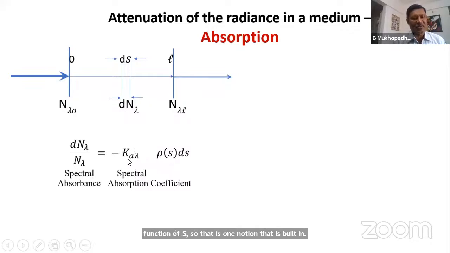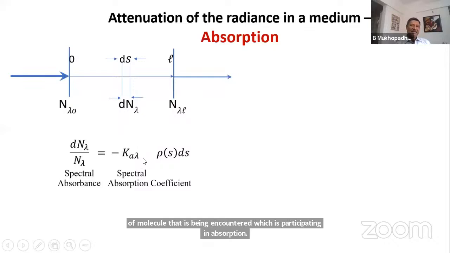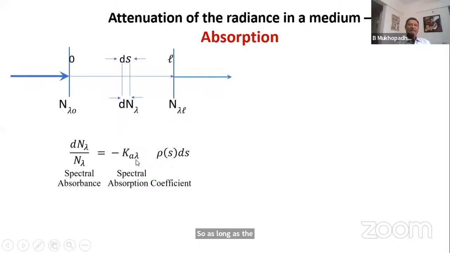Secondly, this obviously is a function of the kind of molecule that is being encountered, which is participating in absorption. So as long as the atmosphere is chemically uniform in terms of the number of molecules of each species, we don't expect this to change. But with S, this can also change if the composition of the atmosphere changes. Now, this is the setting of this particular equation.